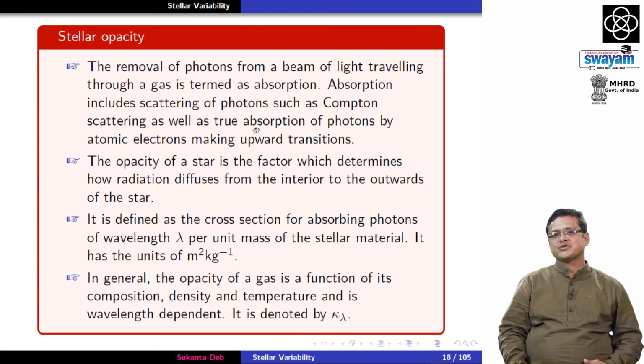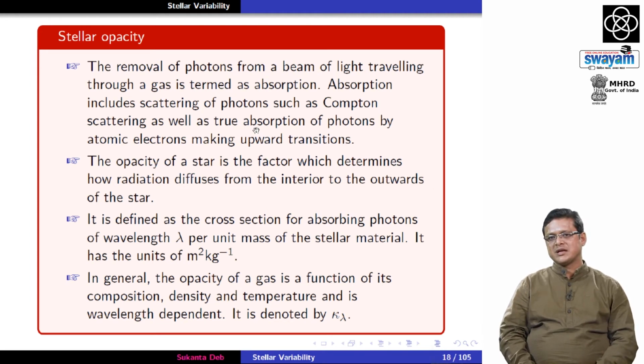Mathematically, it is defined as the cross section for absorbing photons of wavelength lambda per unit mass of the stellar material. It has the units of meter square per kilogram. In general, the opacity of a gas is a function of its composition, density, temperature and is wavelength dependent. It is denoted by kappa lambda.